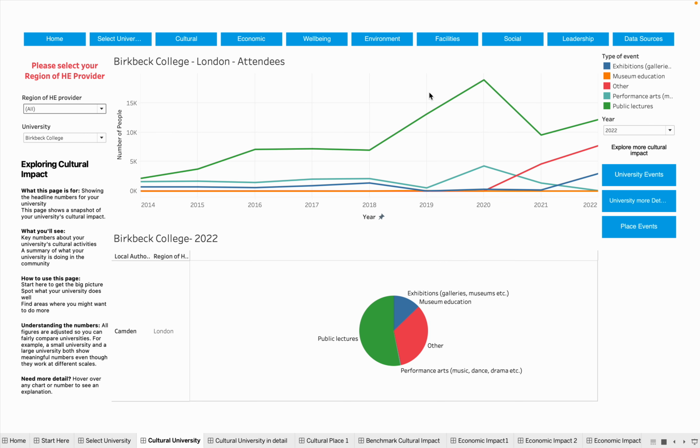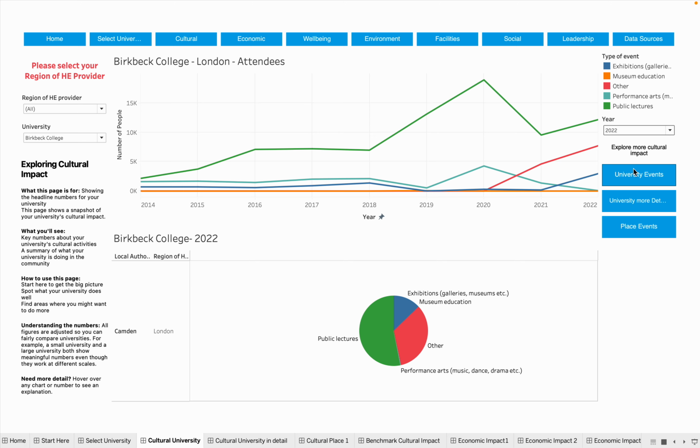What we are looking at is type of events at Birkbeck College: exhibitions, museum education, performance arts, public lectures. And in this trend, you can see that the university has peaked at 2020 for public lectures, and then obviously pandemic happened and things have picked up, and there seems to be a lot of activity under the category other. Maybe a data capture is not telling us what this data is, but you can see that there's significant numbers in year 2022, which we can see the distribution here.